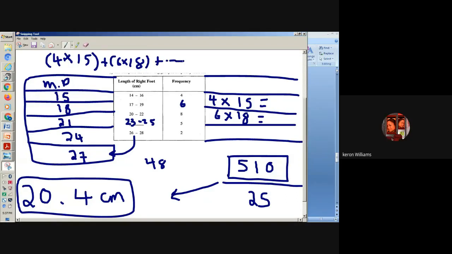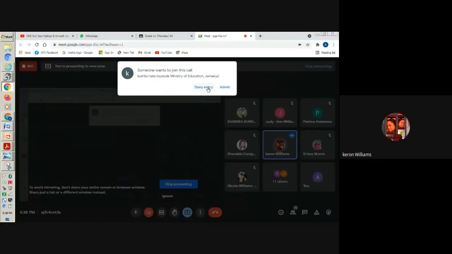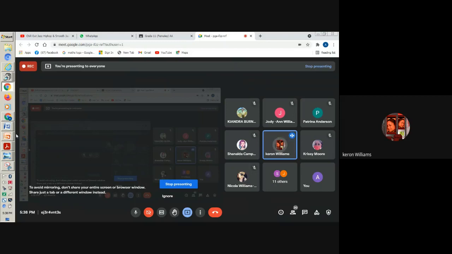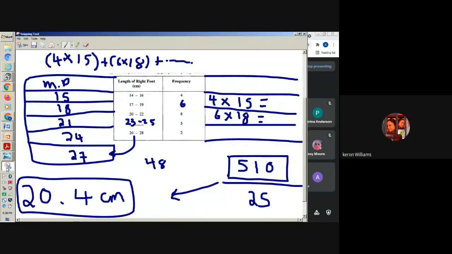Sir, I got the answer now. I got the 20.4. But the 4 times 15 equals 60, and then you add up everything up here, done the multiplication. What is that side called again? You mean the 510? I got the 510. But what we are working out on this side, I know that we did the midpoint, but after the midpoint, I don't know what that section is called.